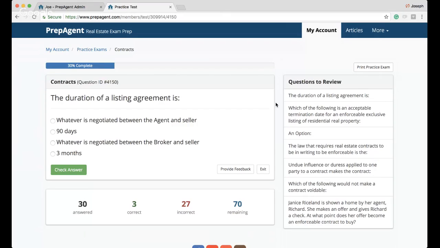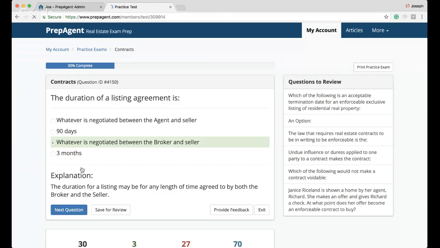The duration of a listing agreement is whatever is negotiated between the agent and the seller, 90 days, whatever is negotiated between the broker and the seller, or 3 months. So we did this question before, so we're doing it again. So I hope everybody gets it right. What do you guys think? And it's C, whatever is negotiated between the broker and the seller.